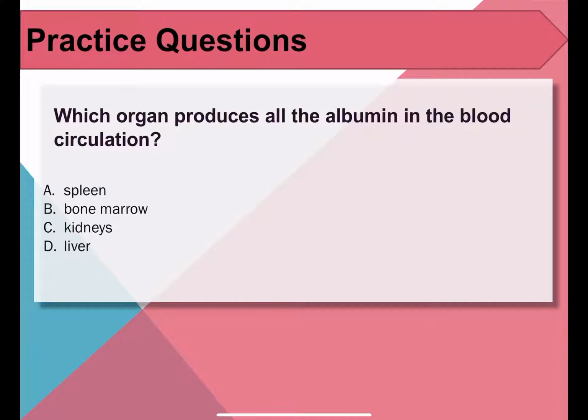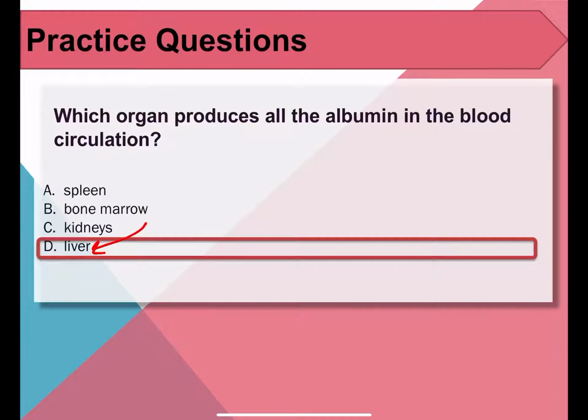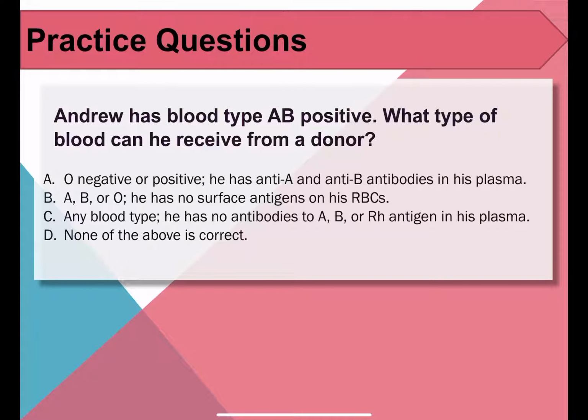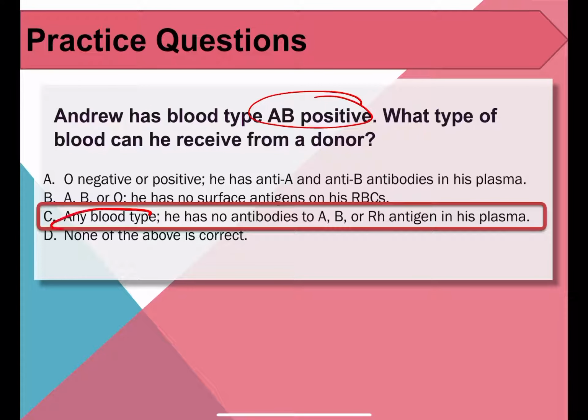Which organ produces all the albumin in the blood circulation? We talked about that being the liver. Andrew has blood type AB positive. What type of blood can he receive from a donor? He's AB positive, so he is a true universal recipient, which means any blood type he can receive from. He's a lucky guy because his body does not make antibodies against A, B, or Rh antigen.